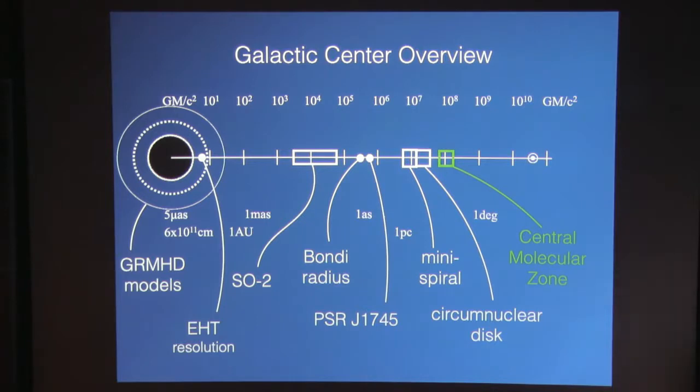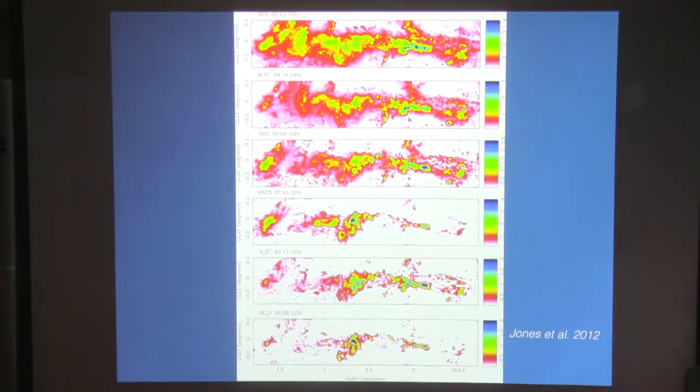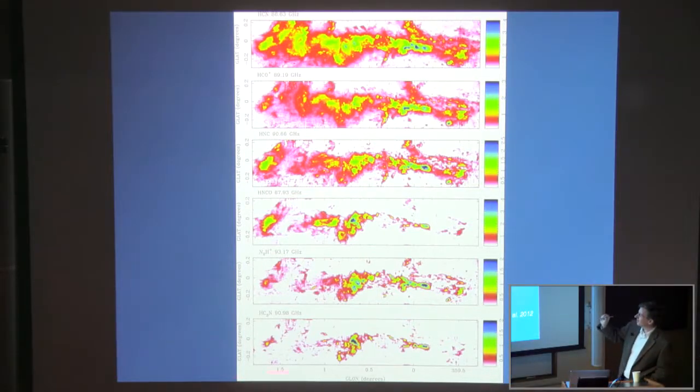And if we go in by a factor of almost 1,000 in distance, we reach the central molecular zone. And some people here have been pioneers in this business. Tony Stark, I see over here. So here's a map of the central molecular zone. This is the MOPRA survey in several different lines. And the scale here is of order degrees, or of order hundreds of parsecs. So this is an enormous molecular cloud in the galactic center.